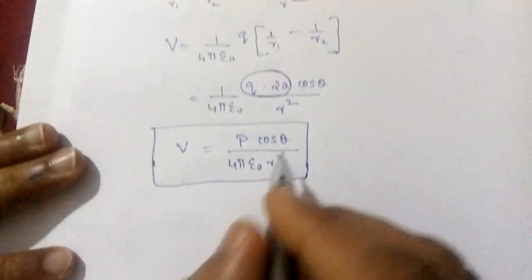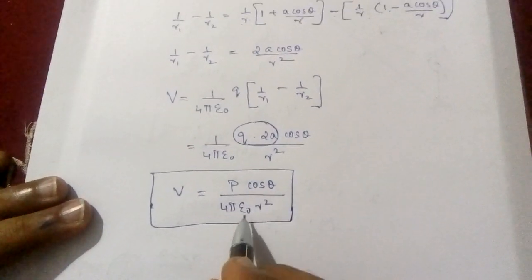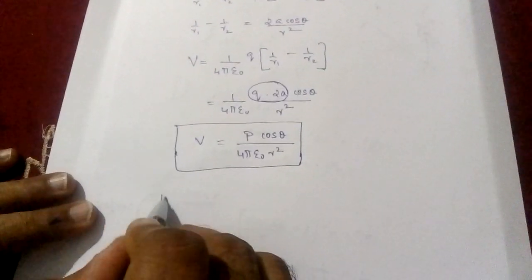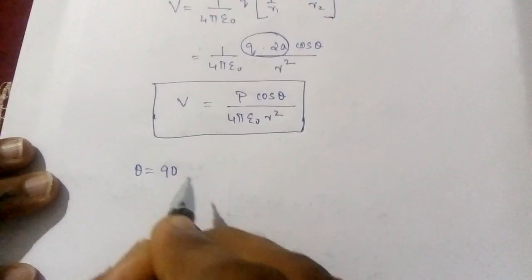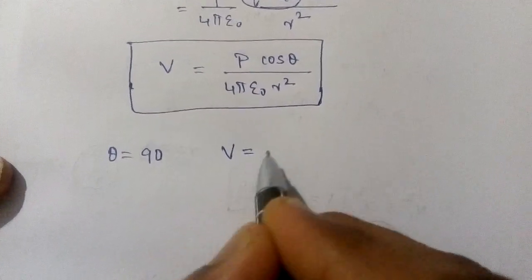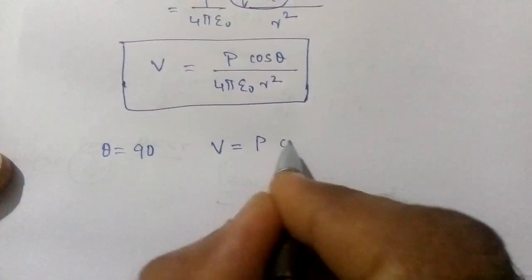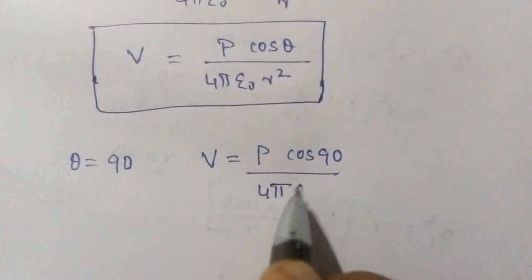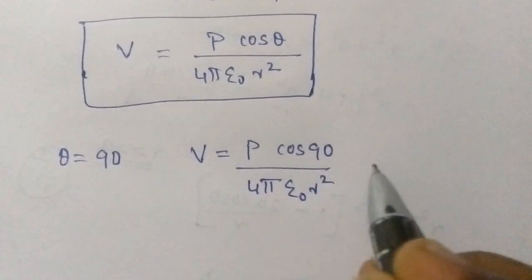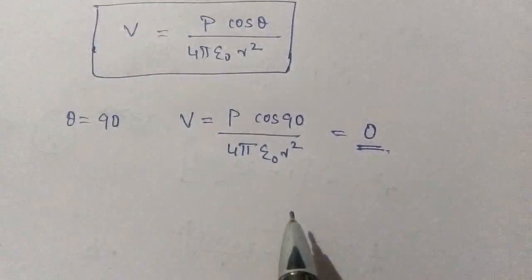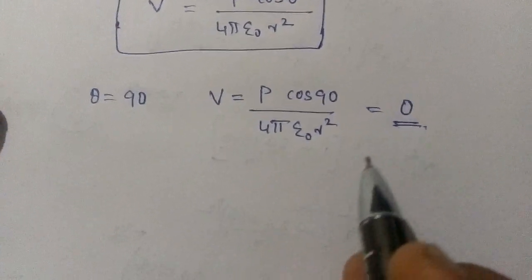At any point you take, you will get P cos theta by 4 pi epsilon naught into R squared. Now if theta is equal to 90, that means the equatorial line, then V becomes what? P cos 90 divided by 4 pi epsilon naught R squared, which becomes 0. So along the equatorial line the potential is 0.